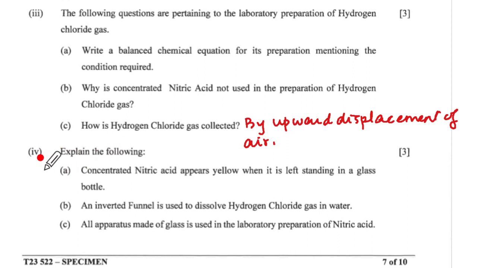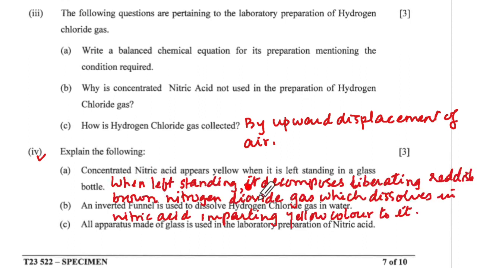Explain the following. Explain the following means give reasons. A. Concentrated nitric acid appears yellow when it is left standing in the glass bottle. Here we have to know that nitric acid is photosensitive. So in presence of light or when it is left to stand by itself, it is going to decompose. So how do you mention this? When left standing, it decomposes slowly, liberating reddish brown nitrogen dioxide gas which dissolves in the nitric acid and imparts yellow color to the acid.